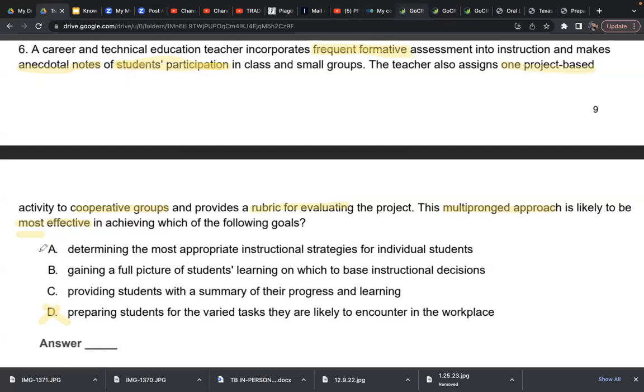Yeah. And maybe C. I don't know. Is she providing a full summary of their progress and learning to them? No, she's using that information for herself, right? Mm-hmm.